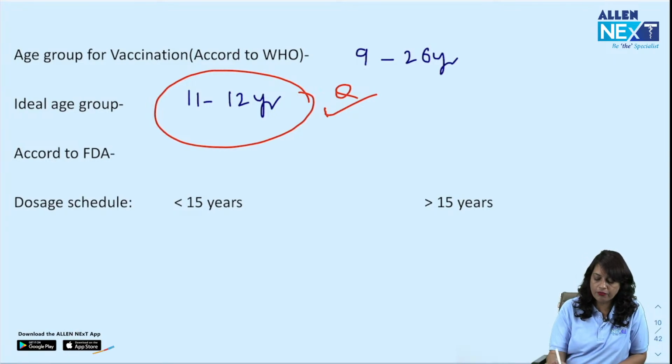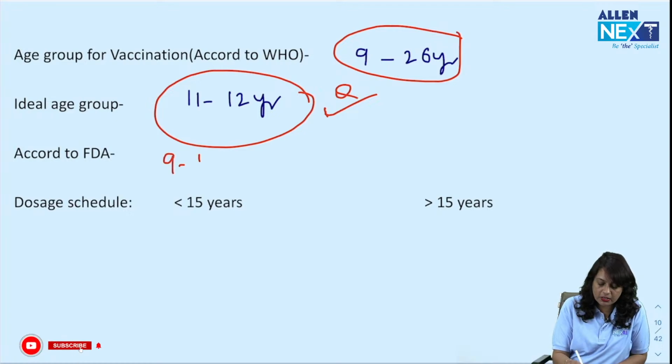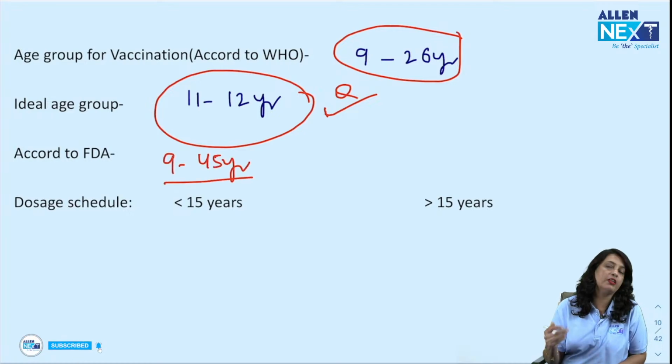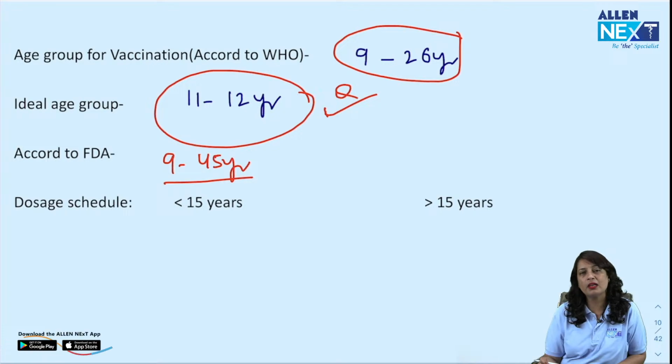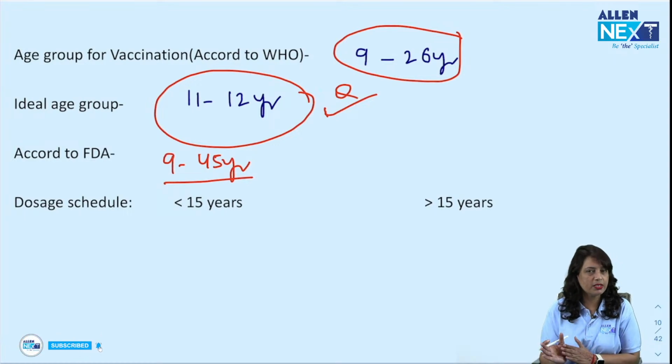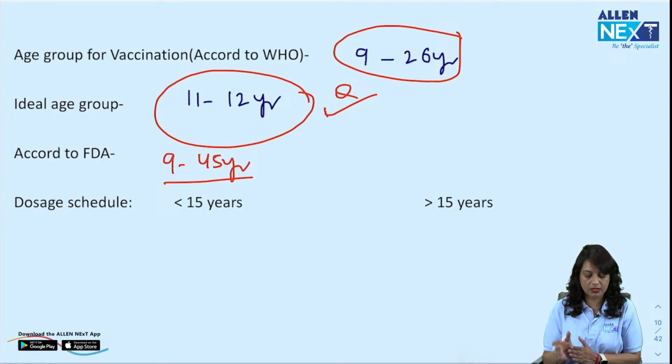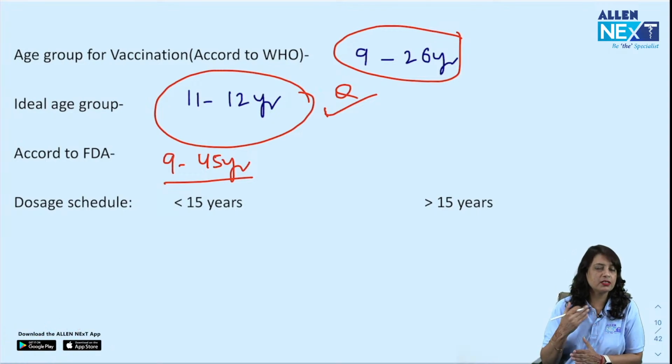Now, according to FDA, the age group is 9 to 45 years, but it's always better that once the female is sexually active or she gets married, before that the vaccination should be done. So, according to WHO, the age group for vaccination is 9 to 26 years, ideal is 11 to 12 years. But according to FDA, they say 9 to 45 years.